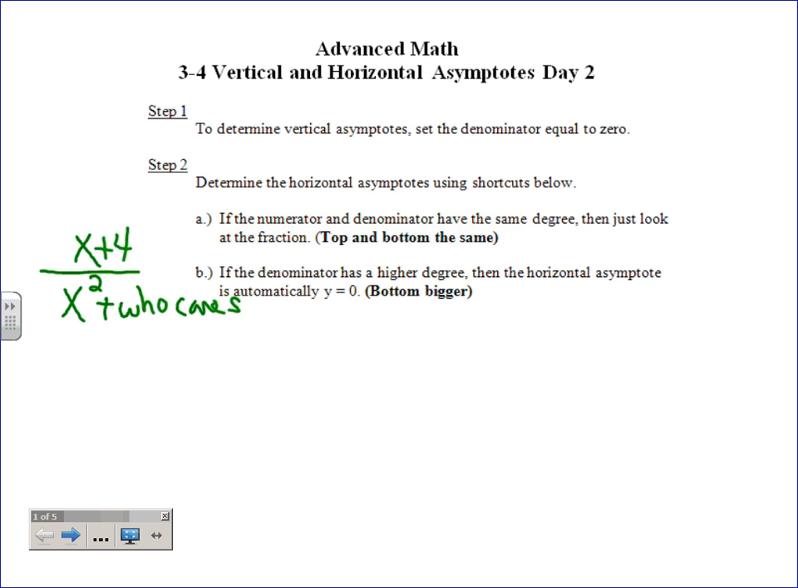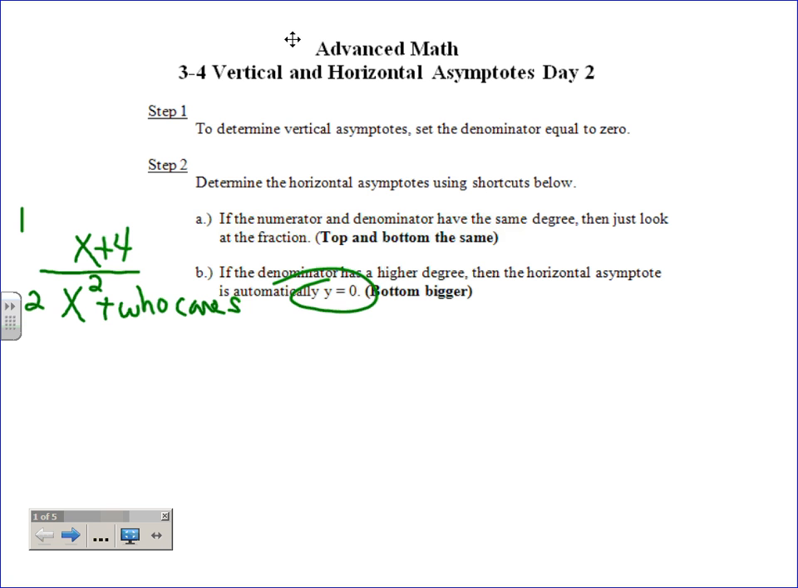Okay, so x plus 4 over x squared plus who cares, as long as it's just a number. What's the degree of my numerator? 1. What's the degree of my denominator? Is the degree on the bottom bigger? This is an automatic answer: y equals 0. You don't have to do anything. Bottom bigger, y equals 0.